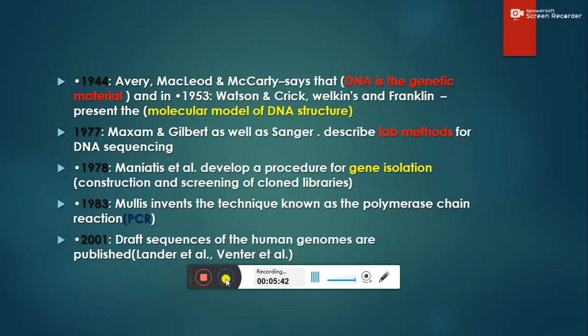In 1983, Mullis invented the technique known as polymerase chain reaction (PCR). In 2001, draft sequences of the human genome were published.